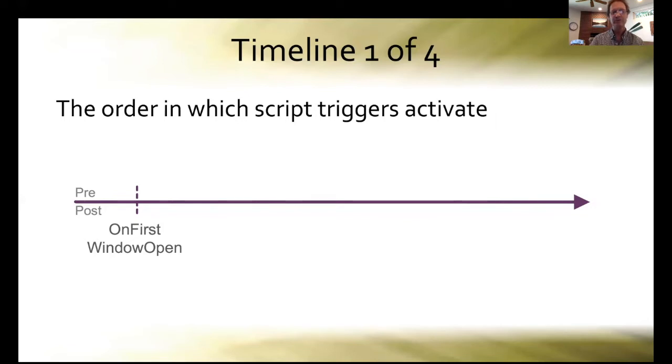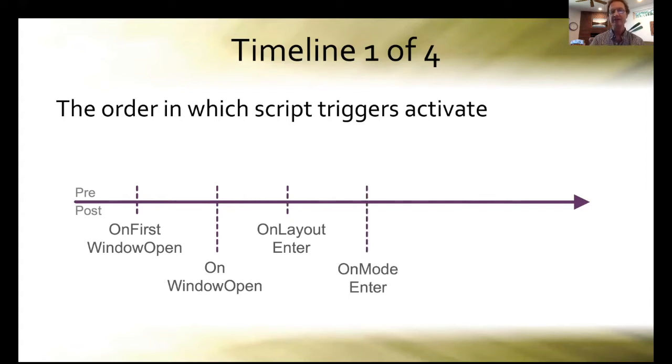The second script trigger that would be encountered is on window open. Not the first window of the database, but on any window of a database being opened. Then on layout enter, because you have to be on a layout to work in a FileMaker database. And then on mode enter, because you have to be in a mode like browse mode, which is the default mode to work in a FileMaker database.